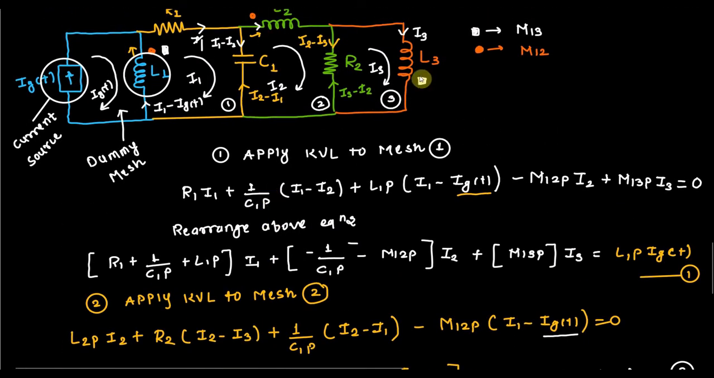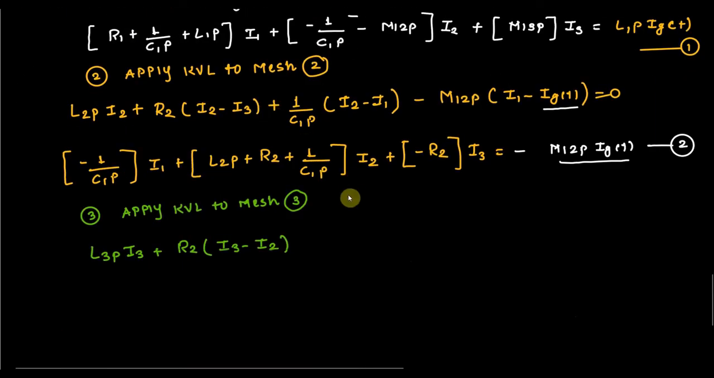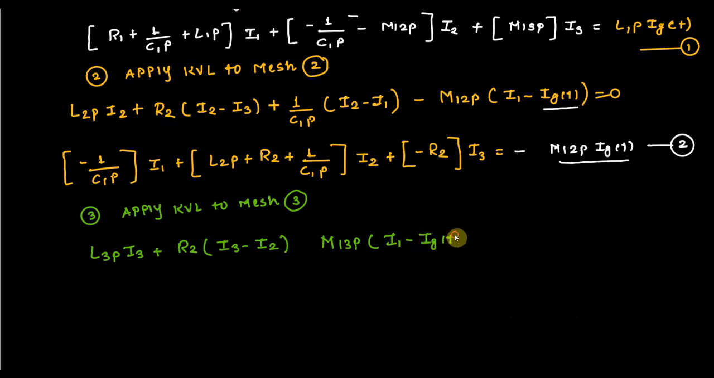Now see whether it has any mutual. Yes, there is mutual. You can see that the value of this box is M13P, and this L3 is associated with L1. The second box is here. So we have to write the current here. What is the current in L1? I have marked here I1 minus Ig of t. Okay. So it is M13P, current is I1 minus Ig of t.